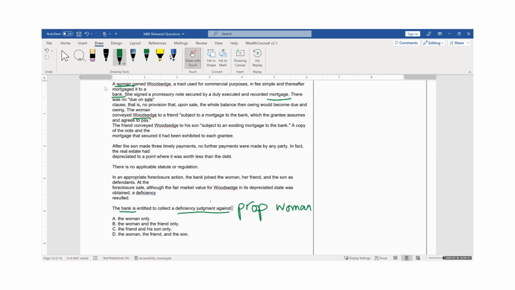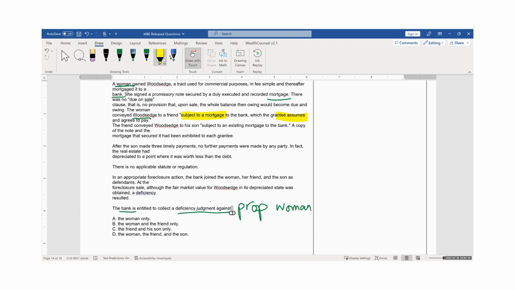Now this gets a little bit tricky because we see that the fact pattern shows two terms that are very important in the mortgages questions, which is taking subject to and assuming the mortgage. They're putting it all in one sentence. Don't get confused by that.